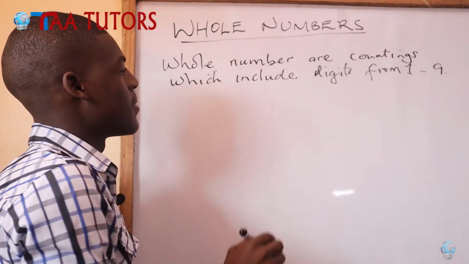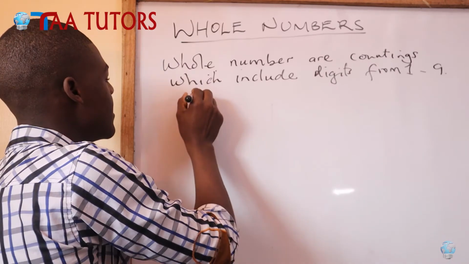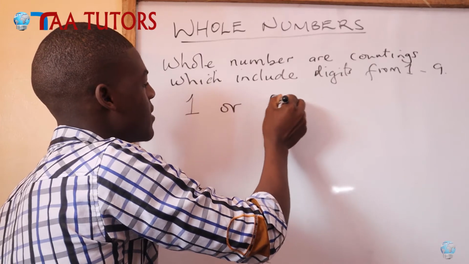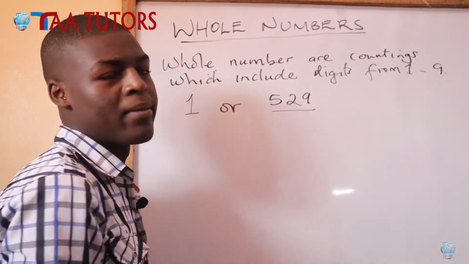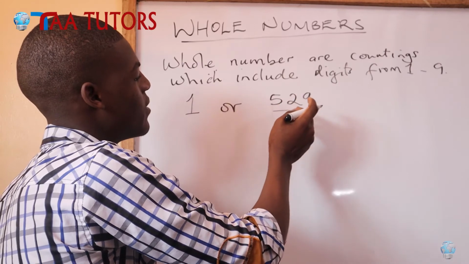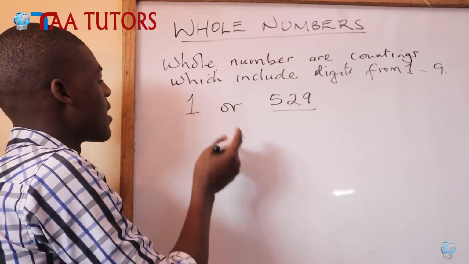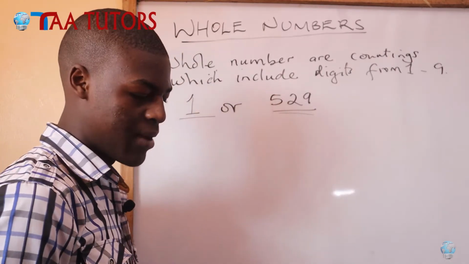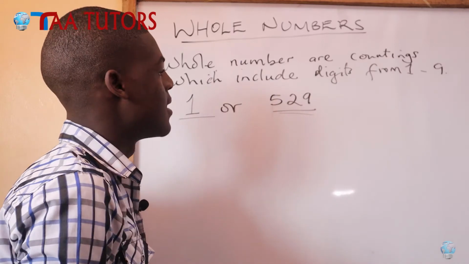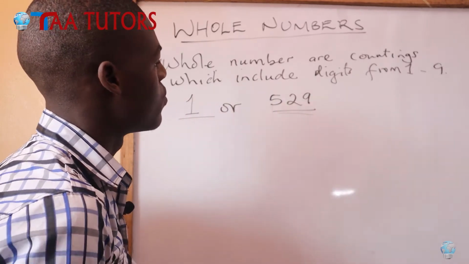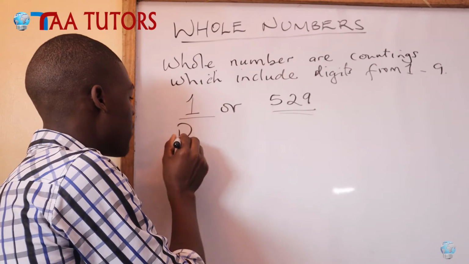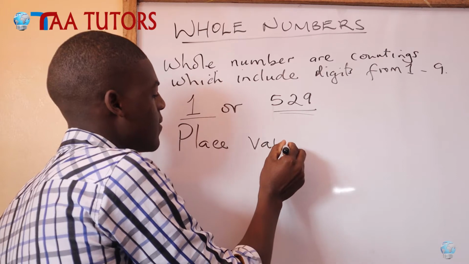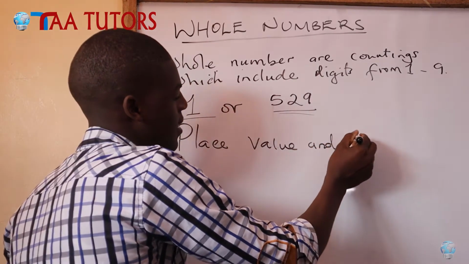So we find that whole numbers can be formed by one digit or many digits, like a number like 529. This one is still a whole number, but we see that now it is formed by more digits. But there are some which can be formed by one. So up to there, I believe that we now understand what a whole number is. From there, we are going to move to check what we call place value and the total value, sorry.